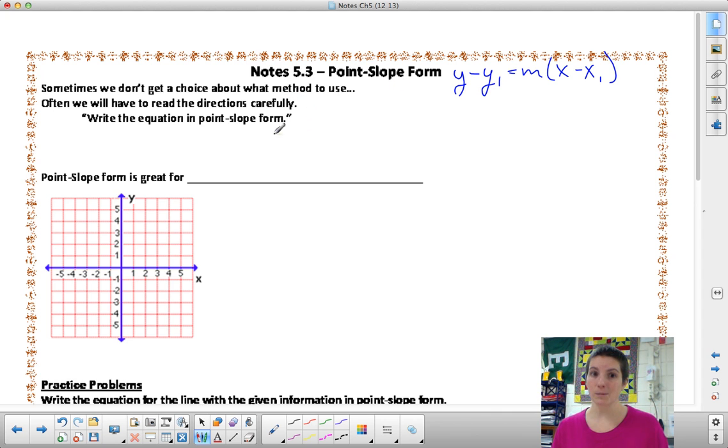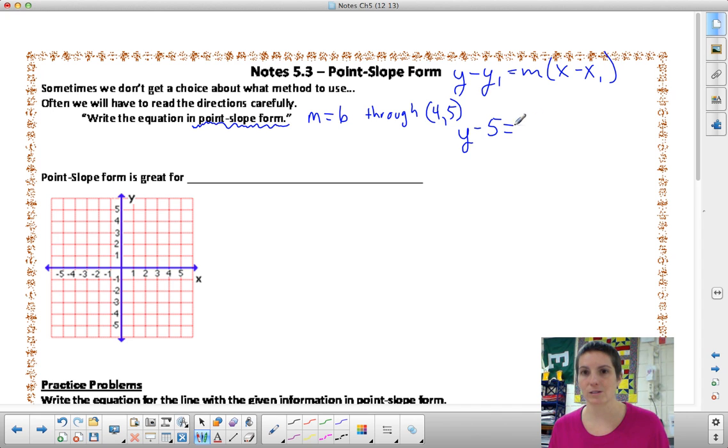We aren't going to get a choice sometimes, and it's going to be very obvious. Like the directions are going to say, write the equation in point-slope form. When that happens, then you get to stop sooner than you would in previous problems. So if they told me that, for example, my slope was 6, and I went through the point 4, 5, and my direction said write the equation in point-slope form for a line with a slope of 6 through the point 4, 5, we would just simply write y minus the y value is equal to the slope times x minus the x value, and stop.